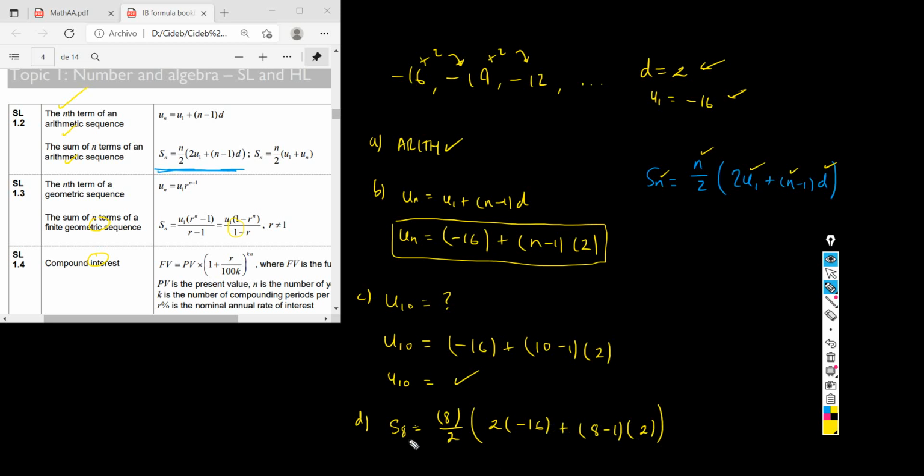There you go. Doing this correctly and slowly, you will be getting the sum of the first 8 terms. That's it.